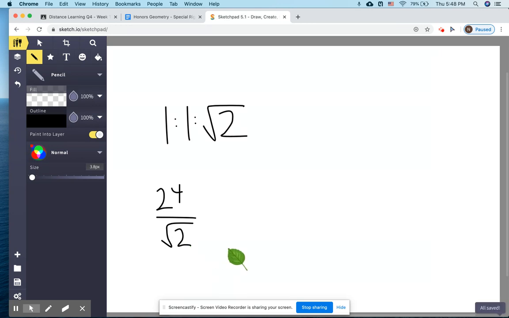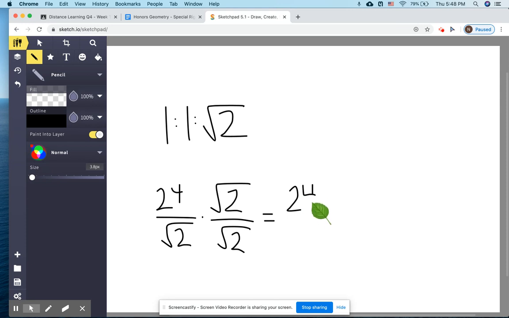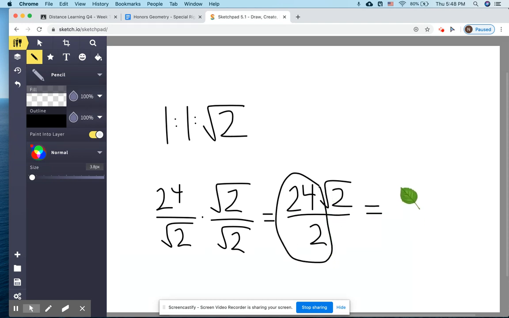Now, if you're thinking that you can simplify this, you are right. The way that we simplify this is by multiplying by root 2 over root 2, which is really just multiplying by 1. So we're not changing the value of the expression at all. And this gives us 24 root 2 over 2, because root 2 multiplied by root 2 is 2. Dividing the whole numbers, 24 and 2, gives us 12 root 2.